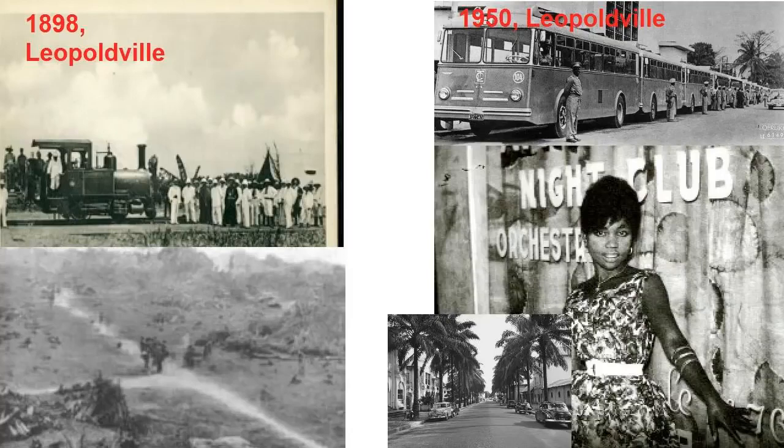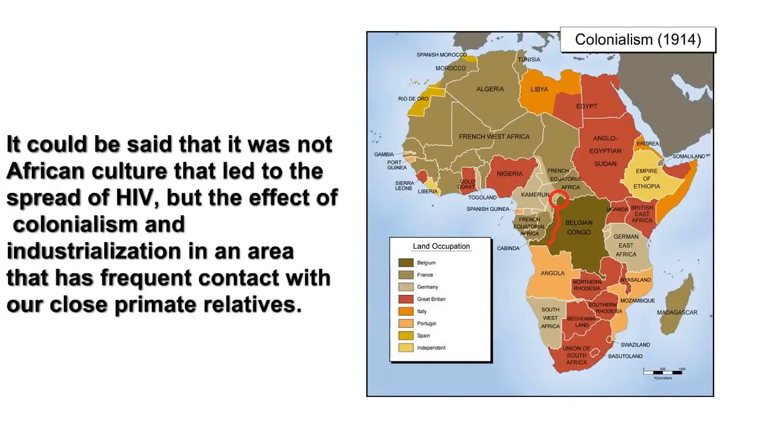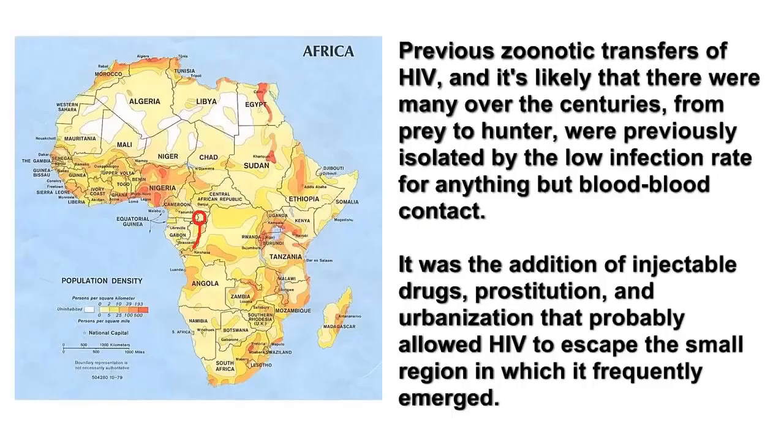They probably left their families and close communities behind, and many were no doubt lonely and isolated in this new cultural setting. It could be said that it was not African culture that led to the spread of HIV, but the effect of colonialism and industrialization in an area that had frequent contact with our close primate relatives. Previous zoonotic transfers of HIV, and it's likely that there were many over the centuries, from prey to hunter, were previously isolated by the low infection rate from anything but blood-blood contact.